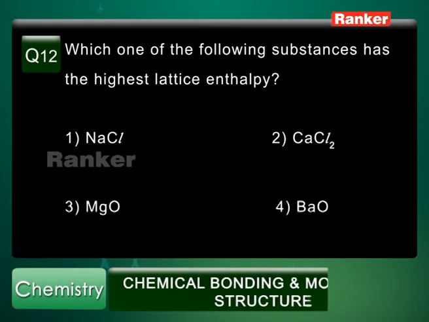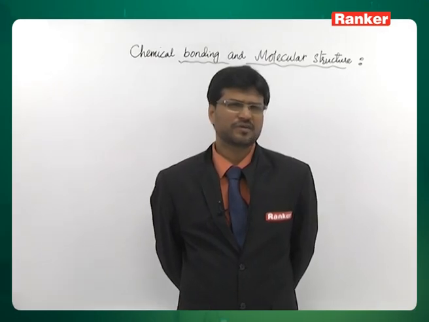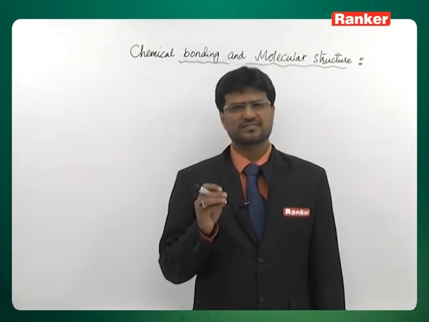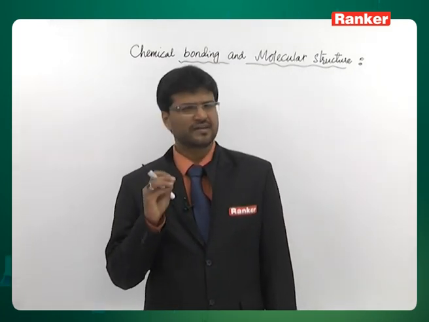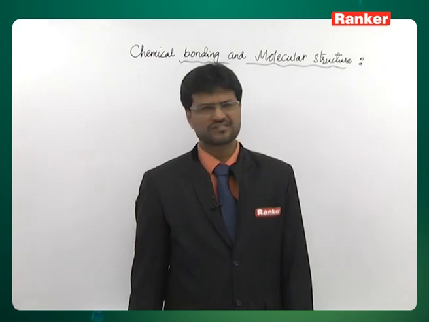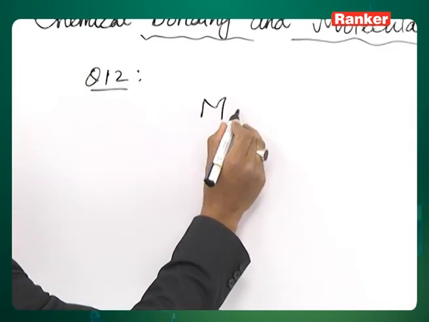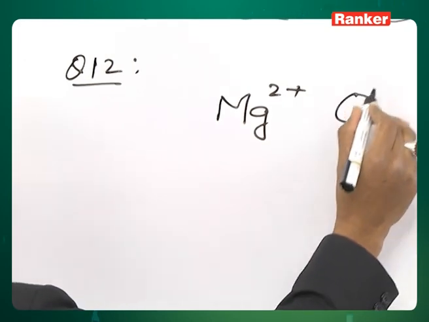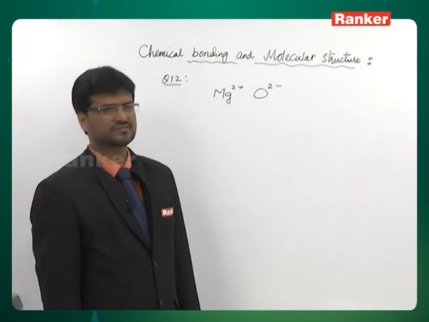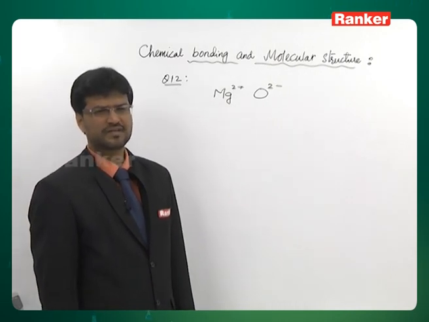Question number 12. Which one of the following substances has the highest lattice enthalpy? Options are NaCl, Cl2, MgO and BaO. Lattice enthalpy depends on charge density. MgO has the highest charge density for both cation and anion. So, MgO is expected to have the highest lattice energy. MgO consists of Mg2 plus and O2 minus. There can be a great force of attraction between Mg2 plus and O2 minus, therefore, its lattice energy is expected to be highest.